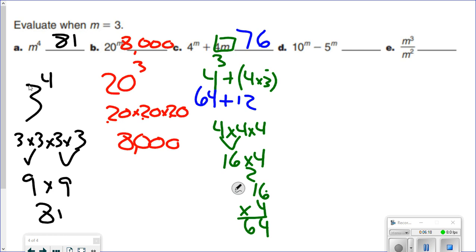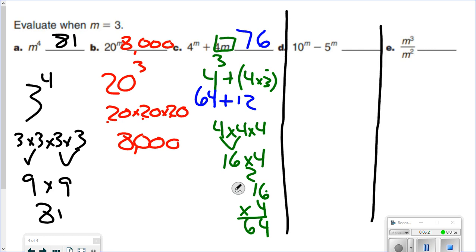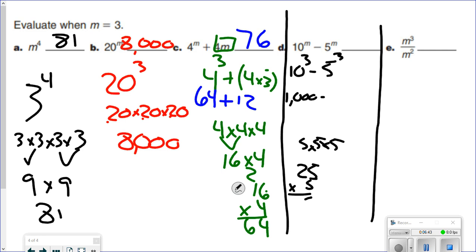I'm going to draw a line here just so we don't get too messy. 10 to the third power minus 5 to the third power. Well, what is 10 to the third power? That is 1,000 minus what is 5 to the third power? 5 times 5 times 5 equals what? 25 times 5, 125. What is 1,000 minus 125? Your answer is 875.